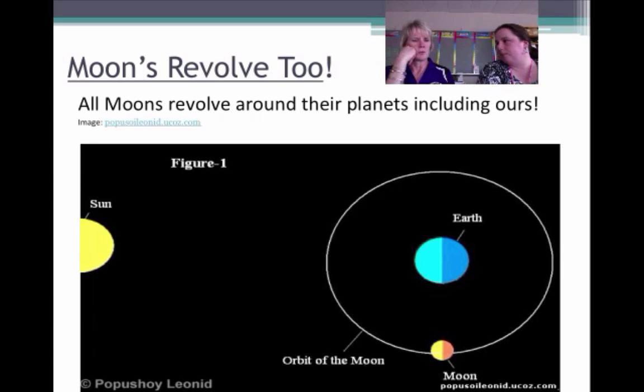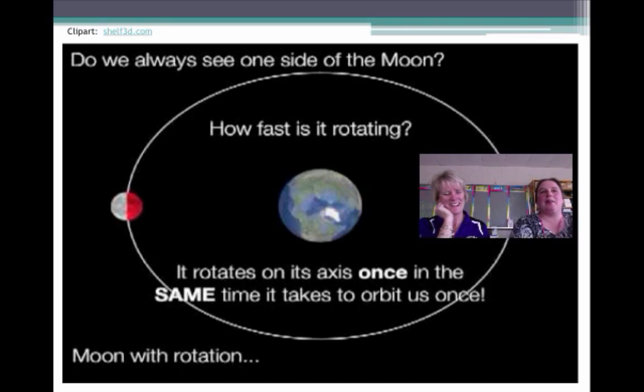So each planet has their own moon. Correct. Or multiple moons. Multiple moons. If you're Jupiter, you have 63 and counting. Oh, all right. So now I'm going to blow your marbles.